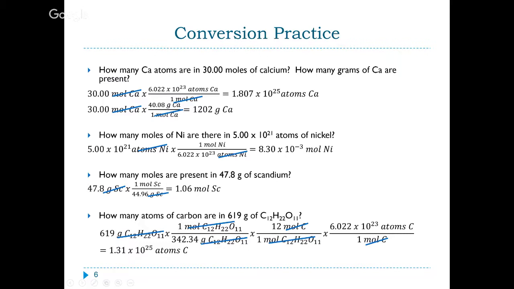I end up with 1.31 times 10 to the 25 atoms of carbon are present if I have 619 grams of sugar. So you want to make sure that you are paying attention to your units and then labeling what each substance is as you go along. It will help you in the long run.